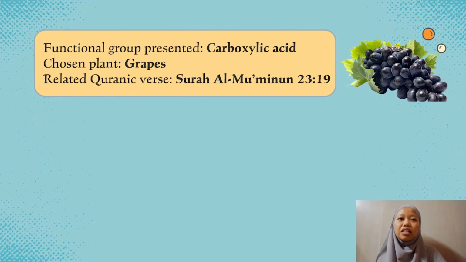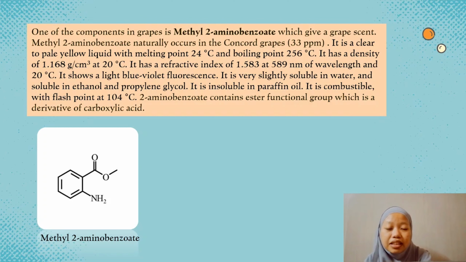One of the components in grape is methyl 2-aminobenzoate, which gives grape its scent. So methyl 2-aminobenzoate naturally occurs in Concord grapes, and we can find it at around 3 parts per million. It is a clear to pale yellow liquid with a melting point of 24 degrees Celsius and boiling point of 256 degrees Celsius. It has a density of 1.168 gram per milliliter and a refractive index of 1.583 at 589 nanometer wavelength at 20 degrees Celsius.